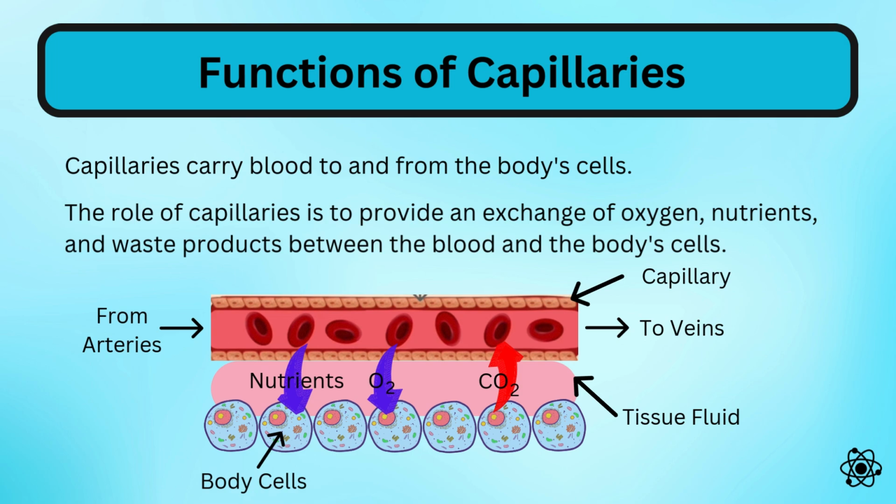Useful substances such as oxygen and food diffuse out of the blood in the capillaries into the tissue fluid where it is taken to the cells. Waste products such as carbon dioxide diffuse from the body cells into the tissue fluid and are reabsorbed back into the blood in capillaries.